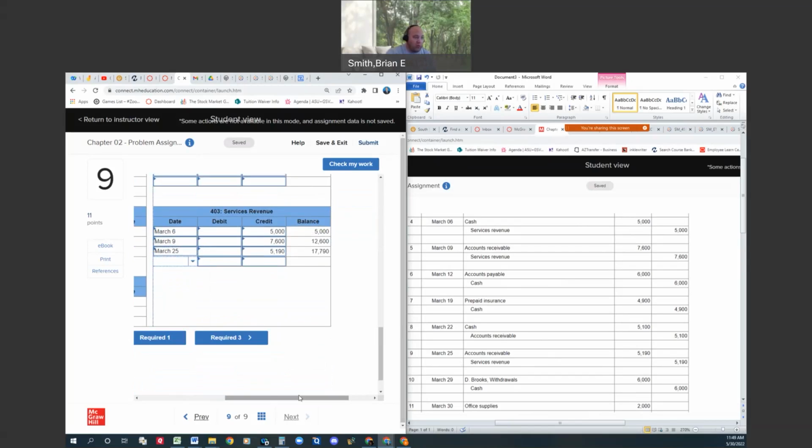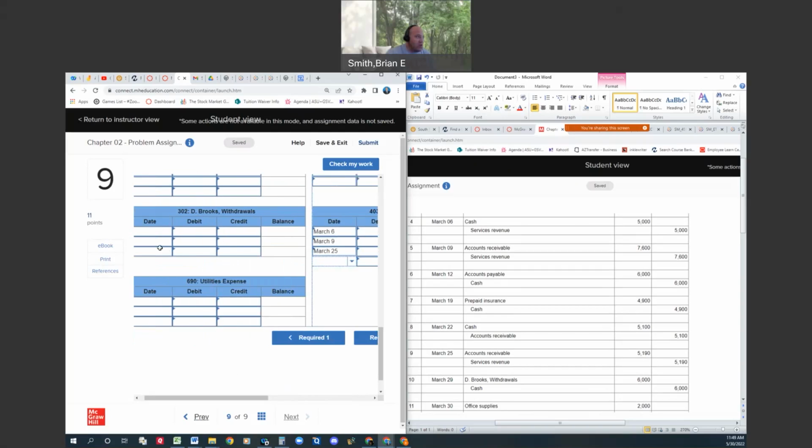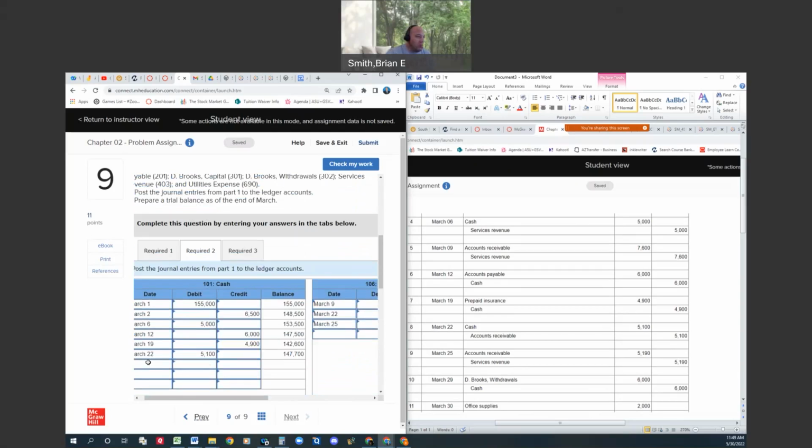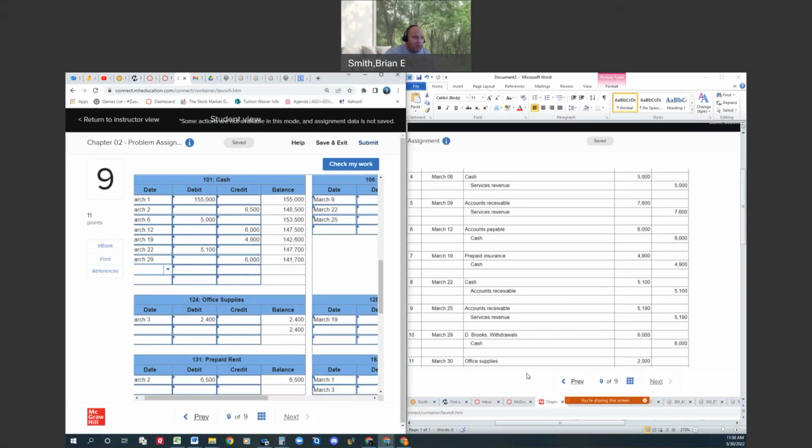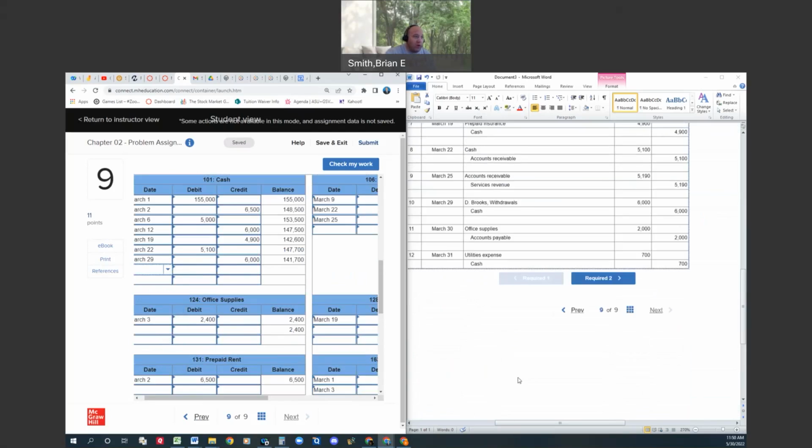Looks like the owner withdrew some cash, $6,000. So let's find that withdrawals account. There it is on March 29th. 6,000. And then cash is going to go down 6,000 on March 29th as well. And then we've gotten to the part now where we need to come down to this.